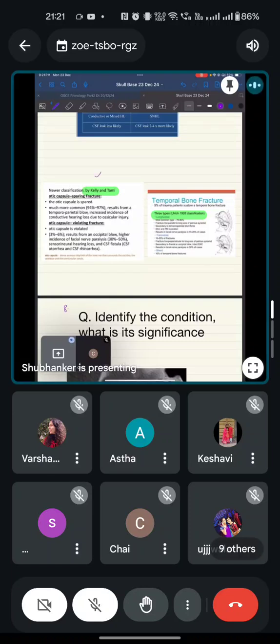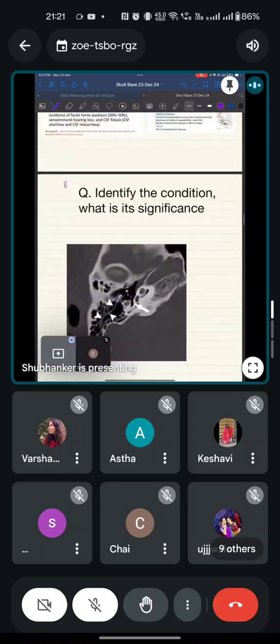The first one is Kelly and Tami. And second, the older one, which is by the name of Ulrich. You can see it's 1926, almost 100 years old. But still we have to learn about them till we pass our exam. So I also advise you guys, please learn the names, see the scan, identify, and move ahead.